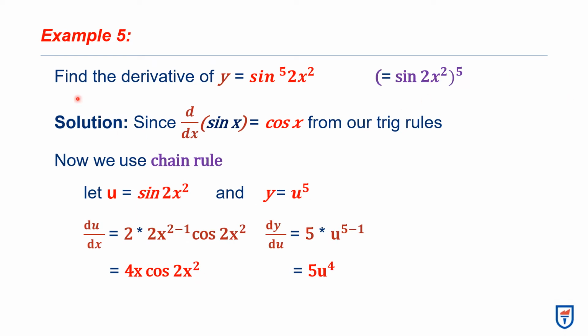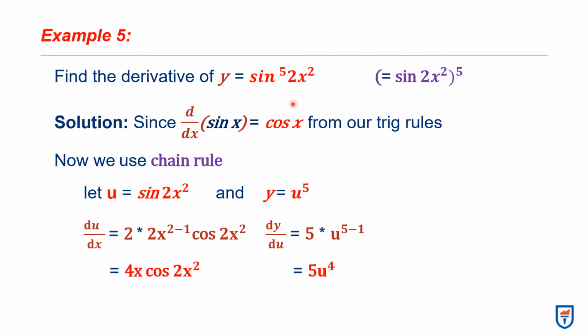Here is the fifth example of solving a trigonometric function. The question says, find the derivative of y equals sine to the power 5 of 2x squared. When you have a trigonometric expression in this format, sine^5(2x^2) is the same as (sin 2x^2)^5. So we can put it in brackets and say everything to the power 5. That's exactly what it means.